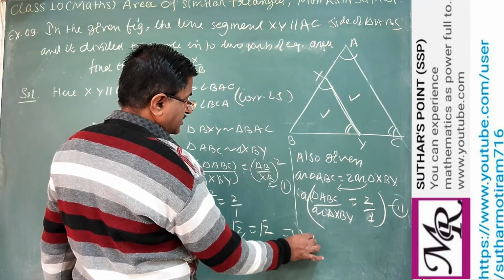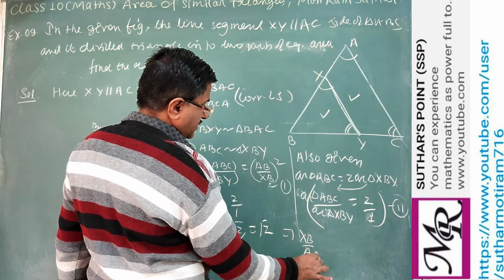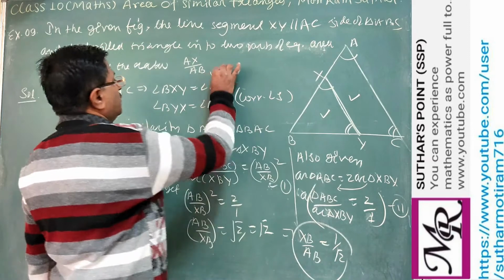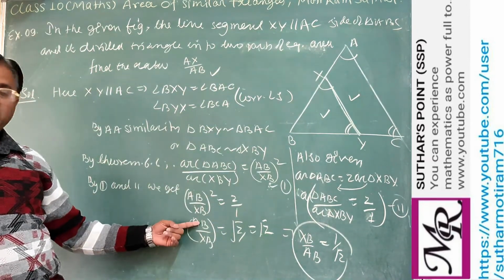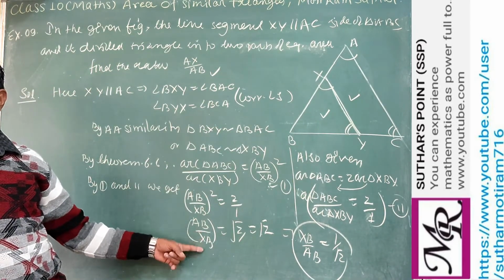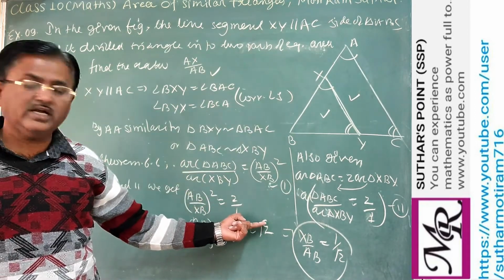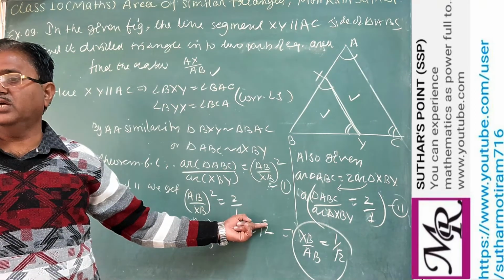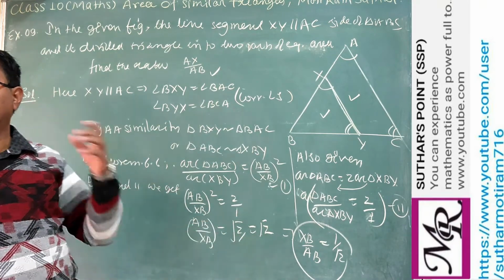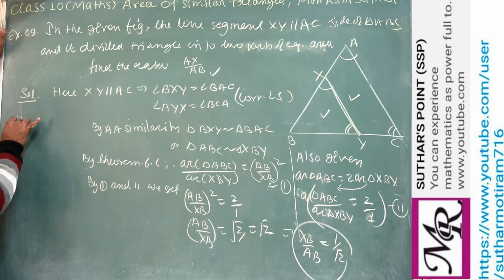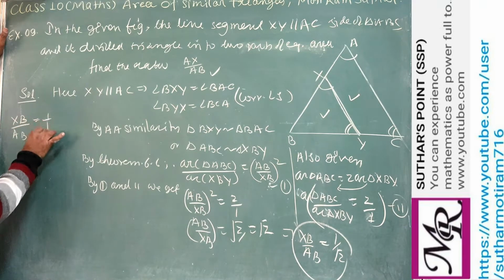If you write XB upon AB, because this is in the form of proof, we need denominator as AB. So AB is the numerator. So interchange the numerator and denominator on the left side, then on the right side also we have to change the numerator and denominator. Clear? So now we get XB upon AB is 1 upon root 2.